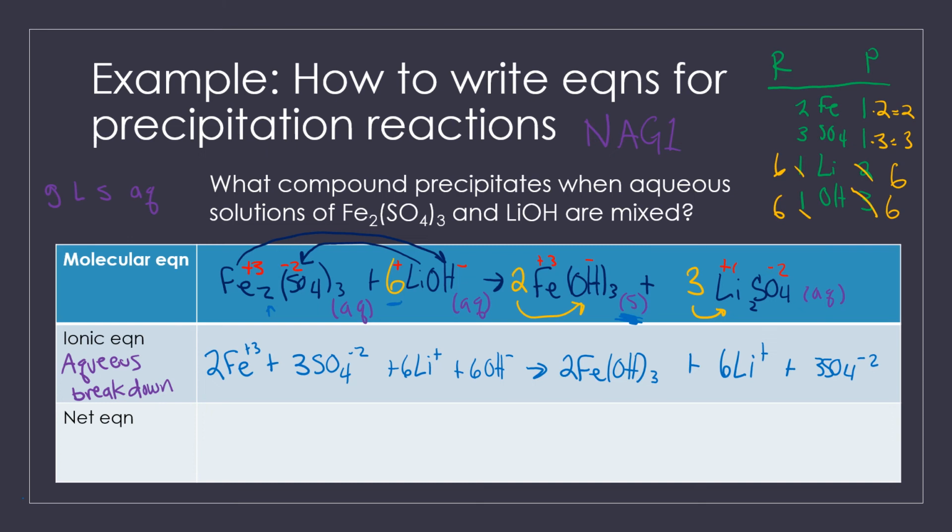Next is 3SO4 minus 2. Over here, it is 3SO4 minus 2. They are exactly the same, so we're going to cross it off.